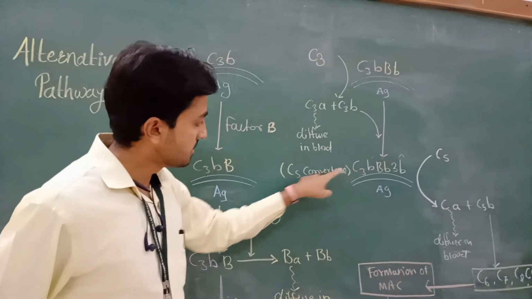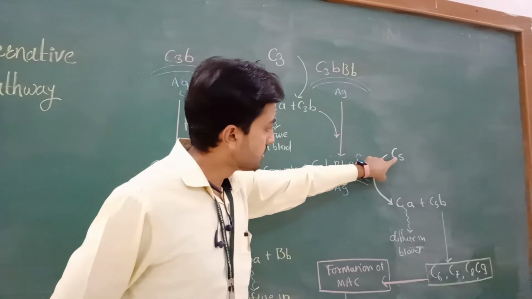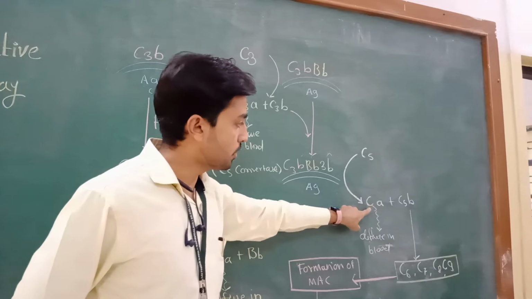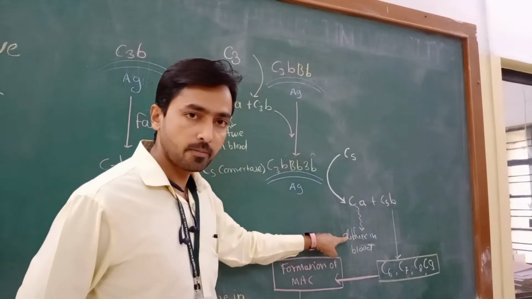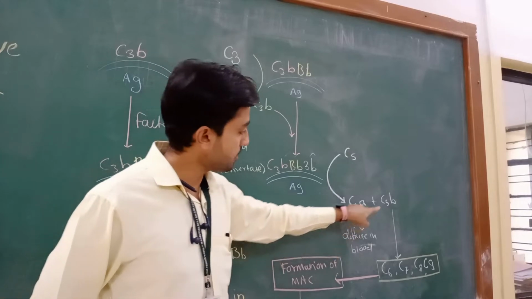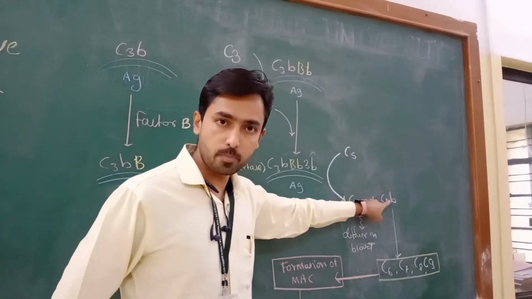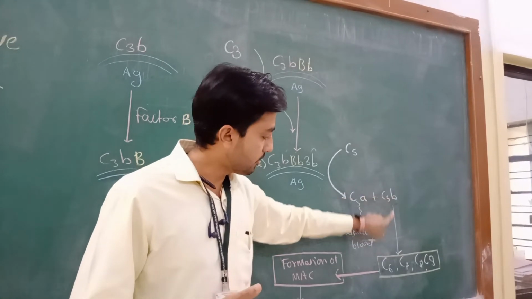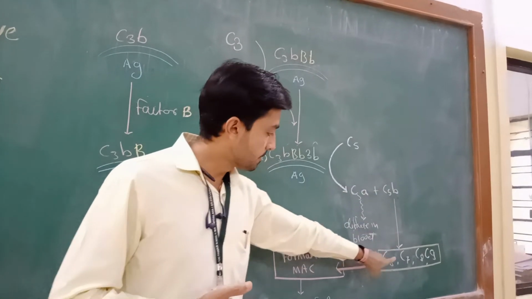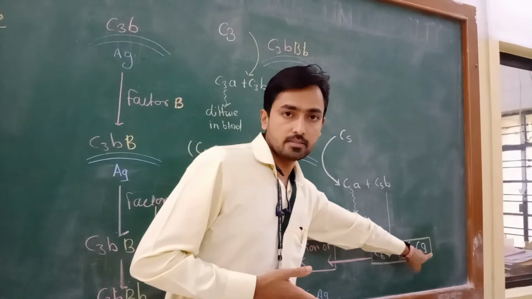Now in this case, this C5 convertase cleaves C5 into two parts, C5a and C5b, out of which C5a diffuses in the blood and is deactivated, while C5b, which is the most important part of this pathway, finally activates complement proteins C6, C7, C8 and C9.